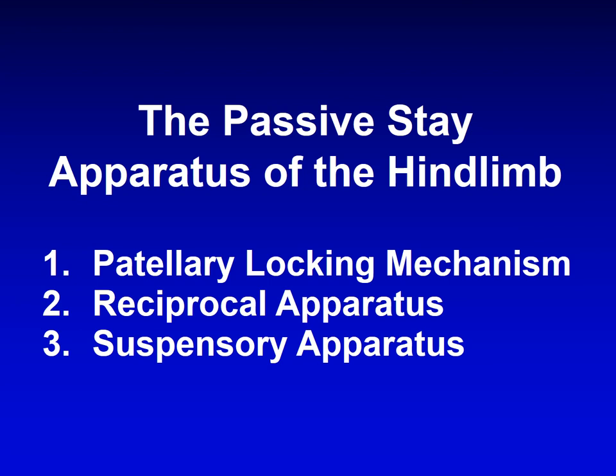Then we talked about the second component of the passive stay apparatus, which is the reciprocal apparatus, which consists of two structures. Dorsally, the peroneus tertius, and caudally is the tendon of the superficial digital flexor.